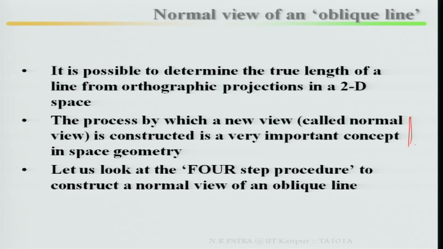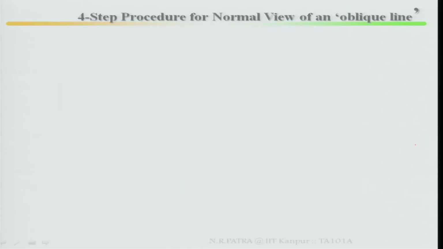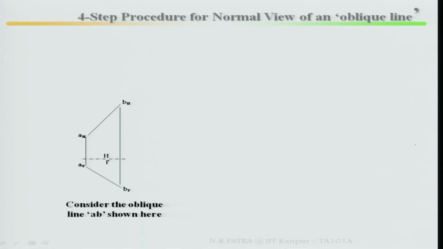Four-step procedure to construct a normal view of an oblique line. Step 1: consider the oblique line AB shown here. Here, this is your hinge line, this is your frontal plane, this is your horizontal plane. AB is the line. If I write AH and BH, H means horizontal, so AH lies in the horizontal plane.